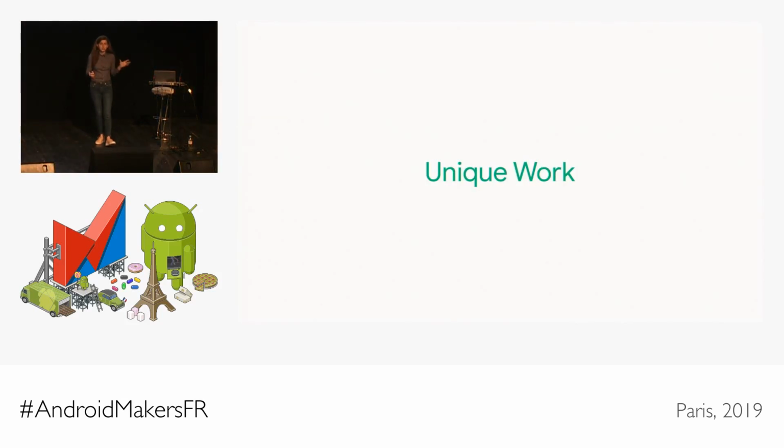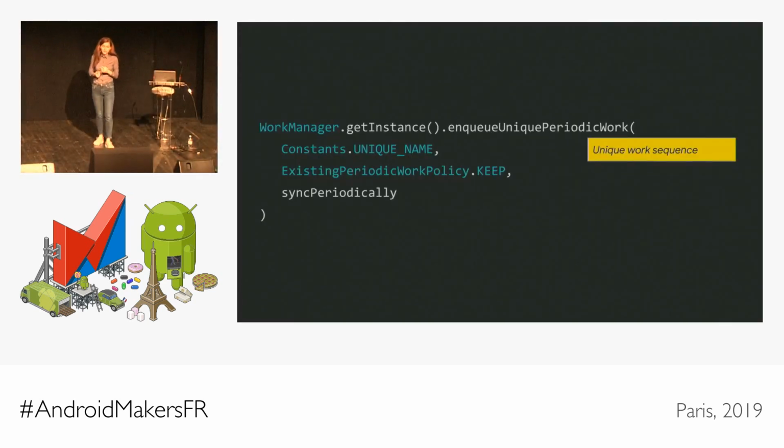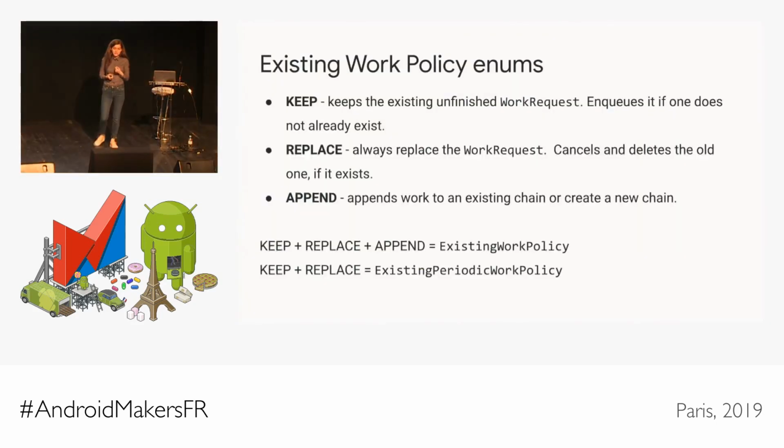Okay, so we saw that we have that unique identifier, we have the tags, and also we could define a unique work name that will not be used for many tasks. It will be used only for one. And we could get a unique work sequence or a unique work chain. And here we need to specify the name, and we have also an existing work policy.